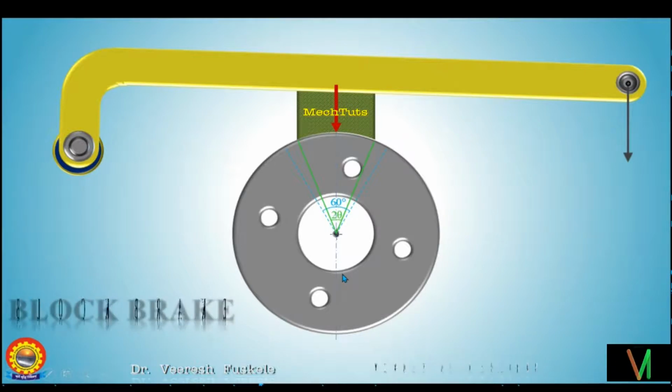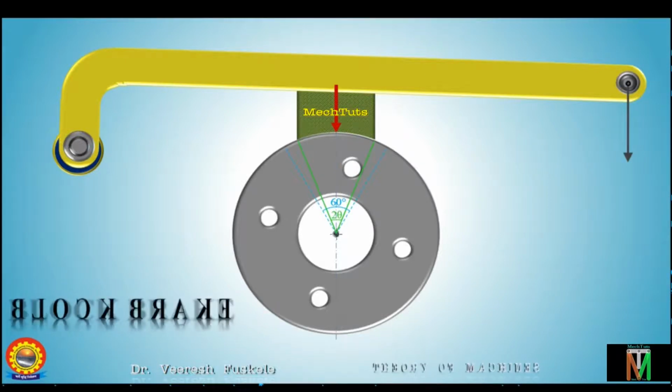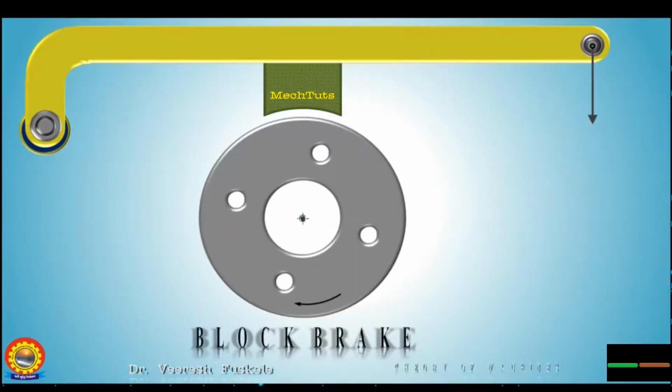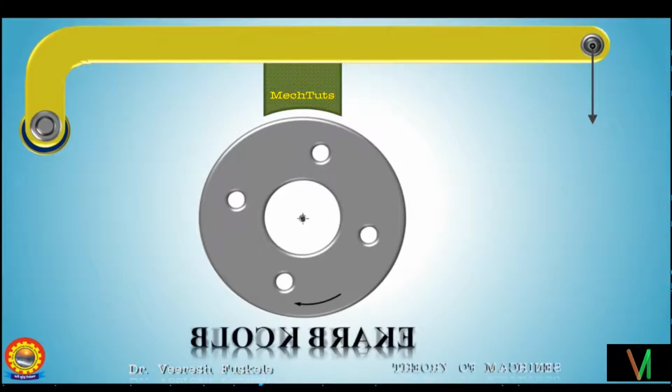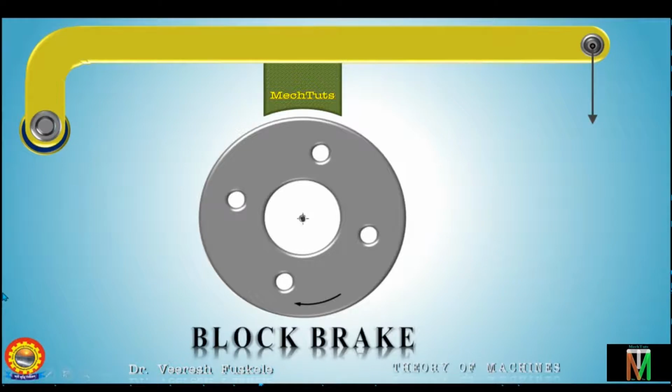Moving ahead, let us see what are the forces that will be acting on the drum and the block, and we will also see the free body diagram. So this is the case. Now after this force P is applied here, this will be stopping the drum like this.